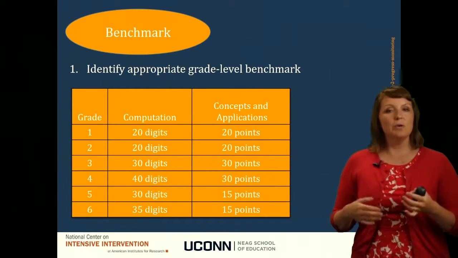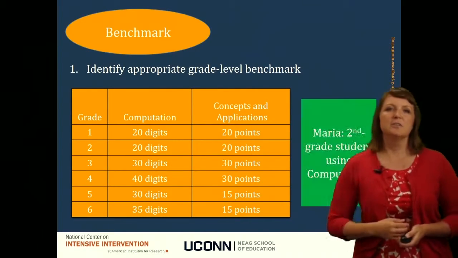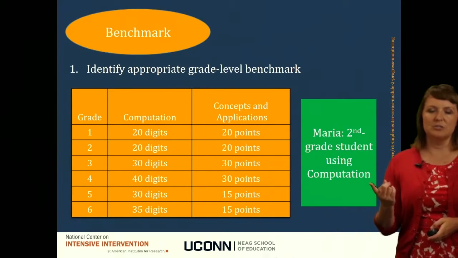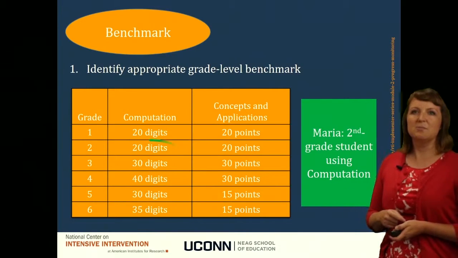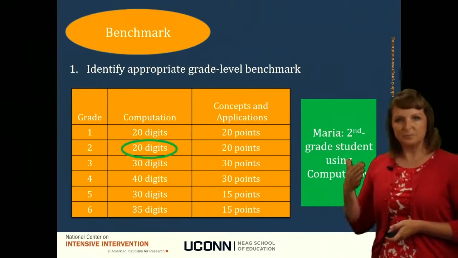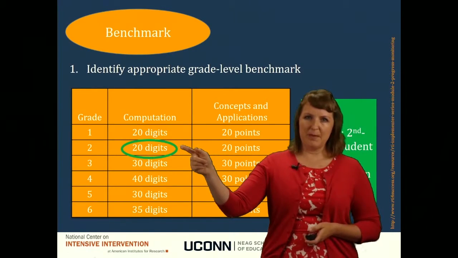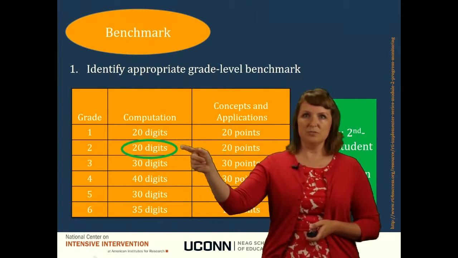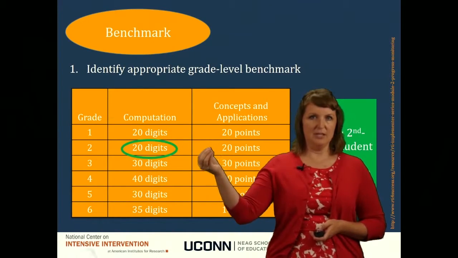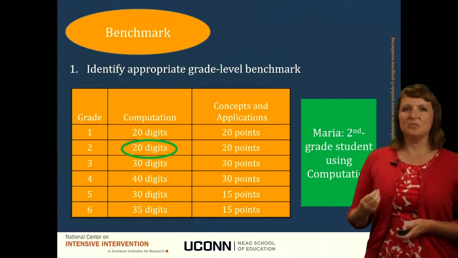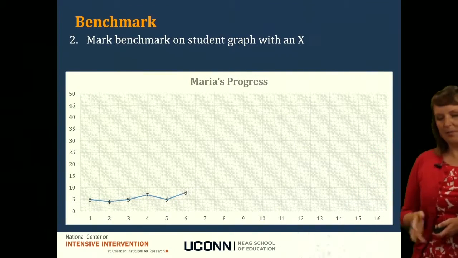It'll say, oh, a typical 3rd grade student should be scoring this, okay? So Maria is a 2nd grade student and she is using computation measures. If I was to pick out the benchmark for her, I would look at a table, pretty similar to this one, and I would see that a benchmark for 2nd graders using computation is 20 digits correct in the time frame. So I take that 20 digits and I'm going to put that on Maria's graph.